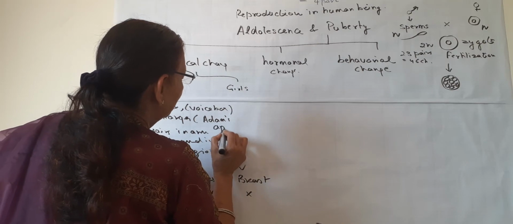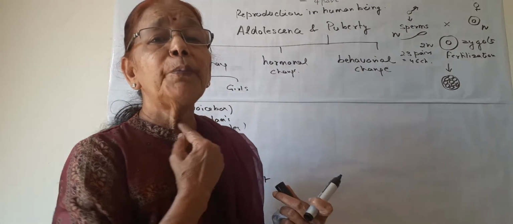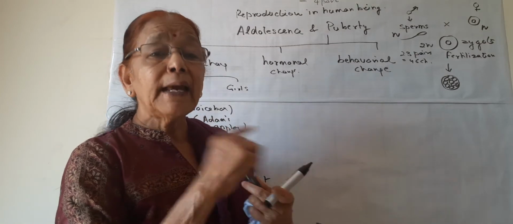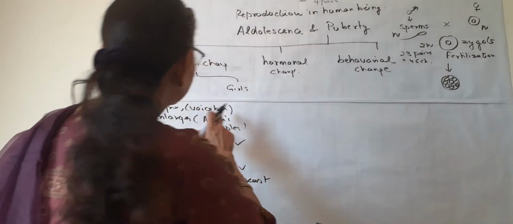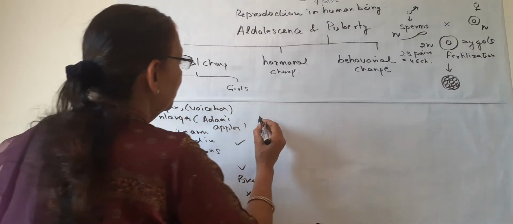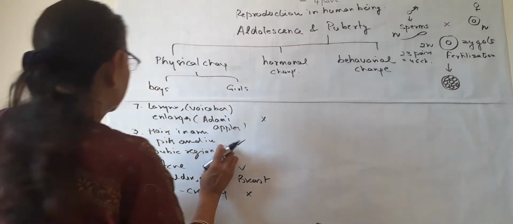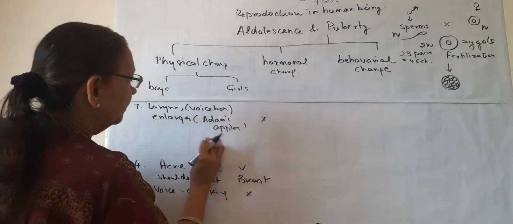Adam's apple. In young boys, we can see a small protuberance here in the neck region. So this is the larynx or voice box. It enlarges in boys. In girls, nothing like this happens. What more can we think about?